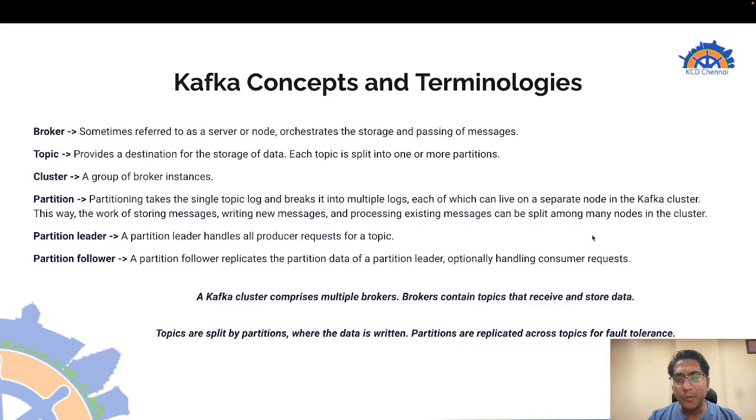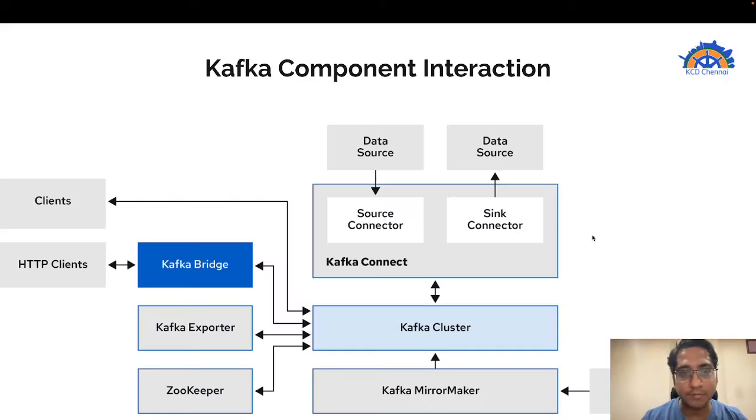So in total, a Kafka cluster comprises multiple brokers. Brokers contain topics that can retrieve and store data. Topics are then split into partitions where the data is written, and then partitions replicate across the brokers for fault tolerance.